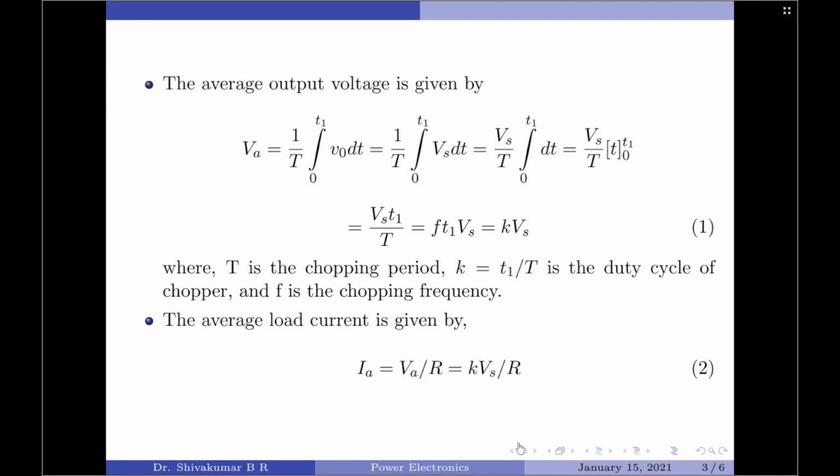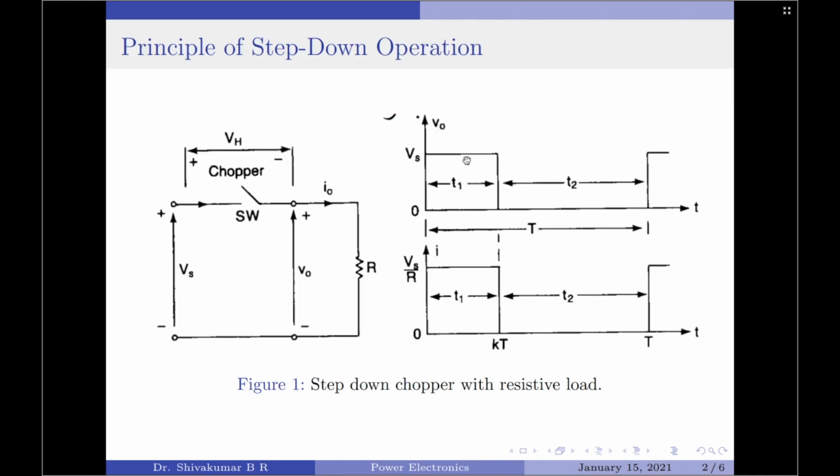I will be starting the mathematical approximation with an expression for the average output voltage. Now, the average output voltage here is denoted by VA and is obtained by integrating the output voltage waveform over the duration 0 to T1. This is because from T1 to capital T, the output voltage is 0 and therefore, the integration is anyhow going to result in a 0.